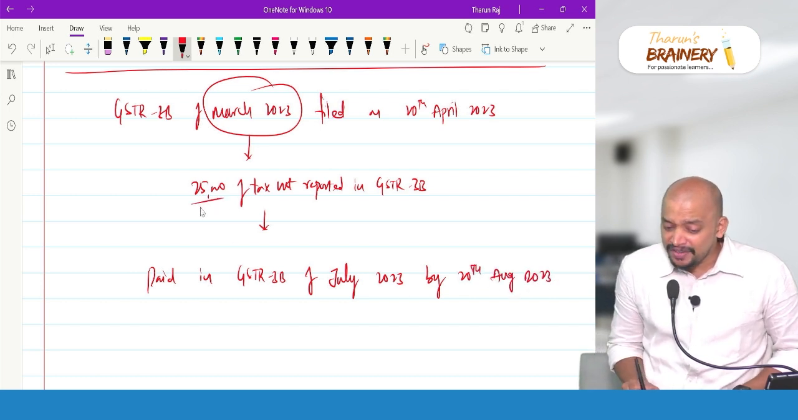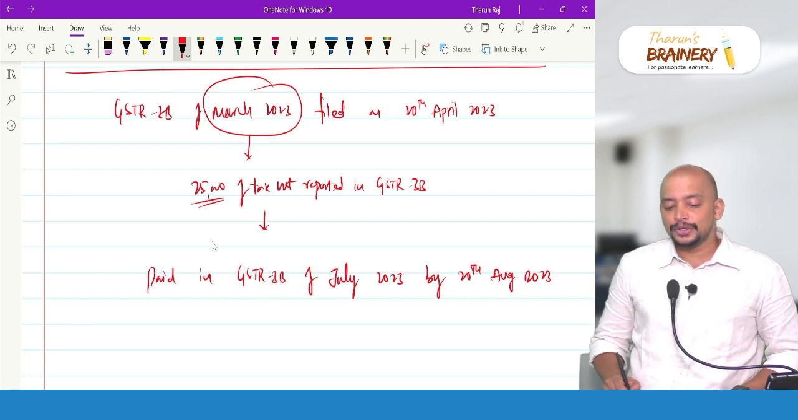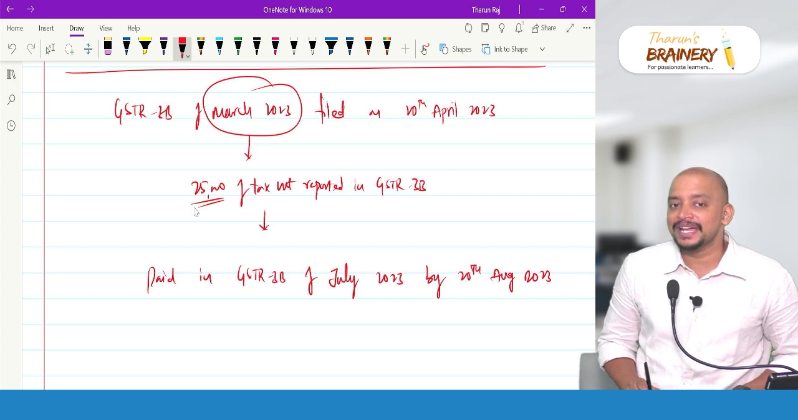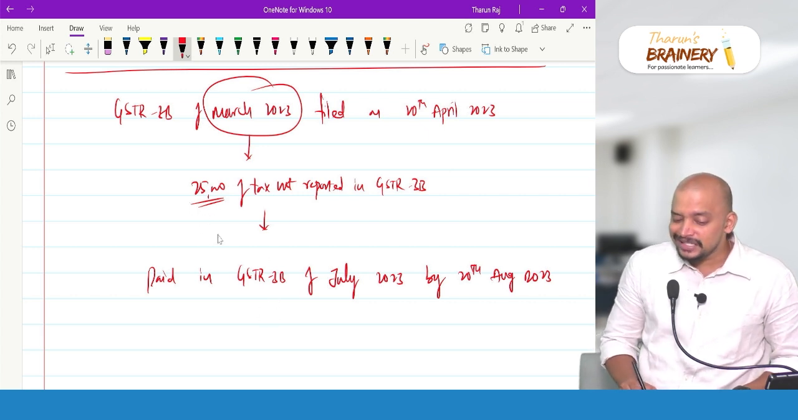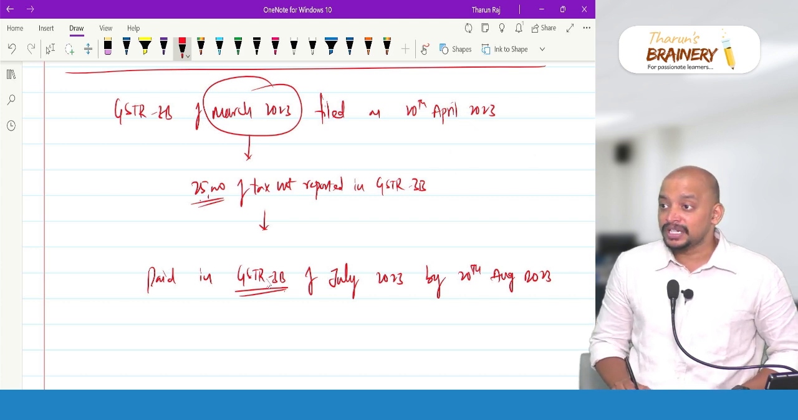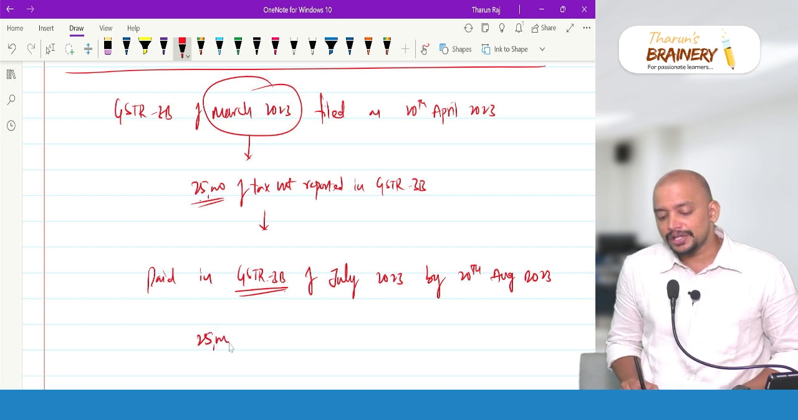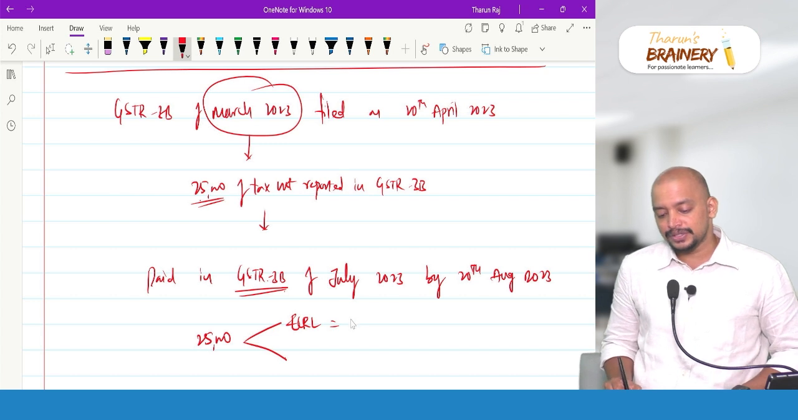Now this 25,000 rupees whatever we are paying in July 2023, definitely we will not pay fully by cash ledger, because this 25,000 we are discharging in this GSTR 3B. But how are we discharging this 25,000 rupees? So that 25,000 rupees is paid through electronic credit ledger, say 15,000, and through electronic cash ledger 10,000.